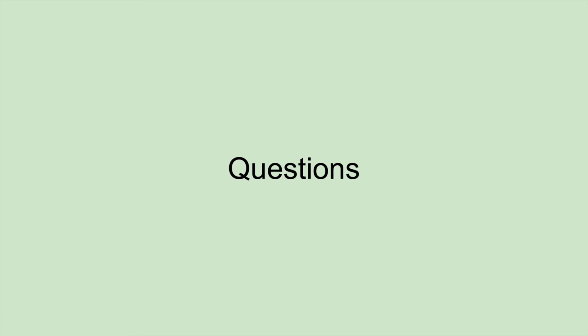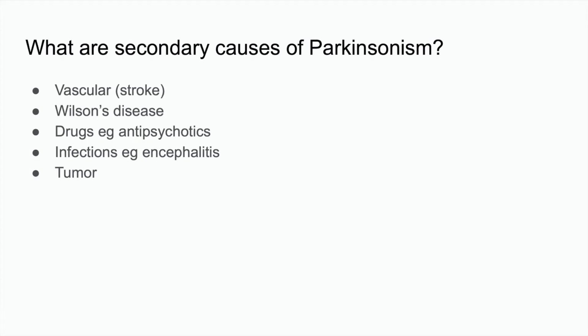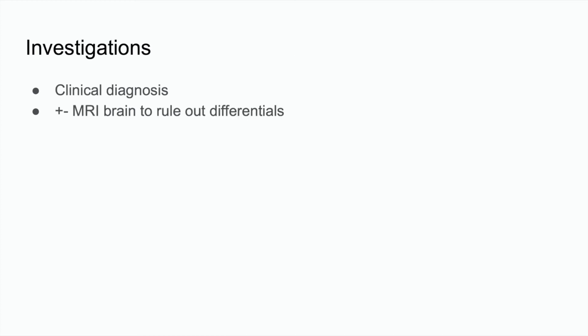Next, these are some common questions that may be asked in exams. What are the secondary causes of Parkinsonism? These are mainly vascular Parkinsonism due to a previous stroke, Wilson's disease, drugs, dopamine antagonists such as antipsychotics, infections, and space-occupying lesions.